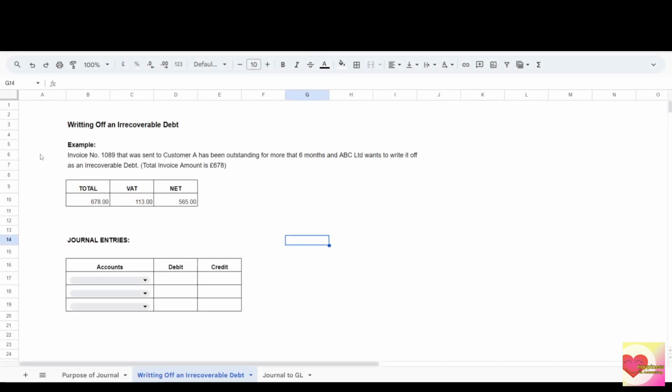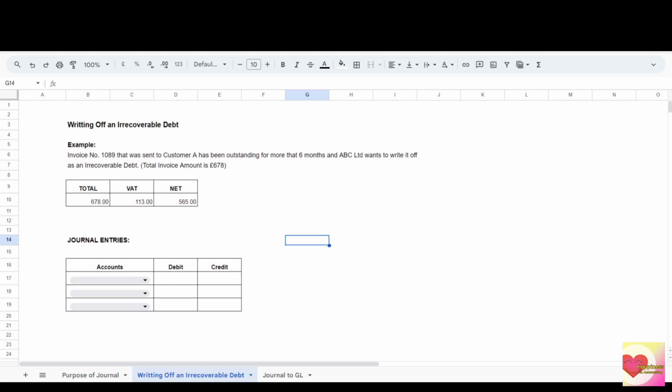Now let's take a look at an example of irrecoverable debt. Invoice number 1089 that was sent to customer A has been outstanding for more than 6 months, and ABC Limited wants to write it off as an irrecoverable debt. Total invoice amount is 678. So these are the details of the invoice, and we will be writing off this invoice as ABC Limited has considered this irrecoverable from the customer.